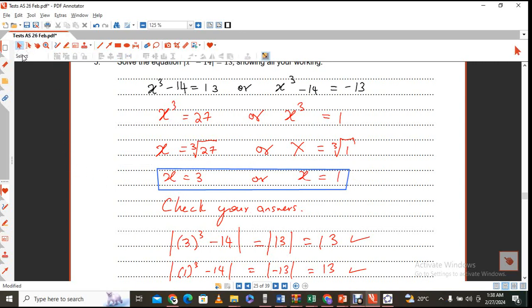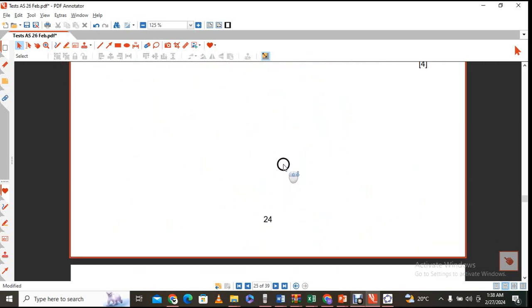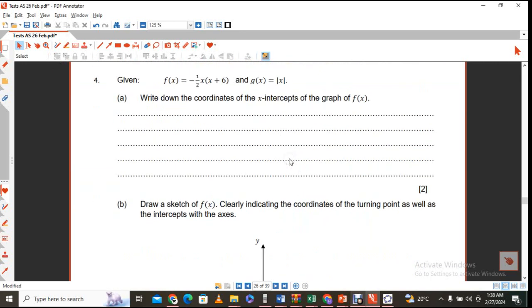Okay, right, so let's go to the next question. This question is not that complex, but you are supposed to pay a little bit of attention to it. You have two functions. One is a parabola, and as you can see from that parabola, if you were to multiply out negative a half x with everything inside, it's going to give you negative a half x squared, which means if you were to sketch this, it will have a maximum.